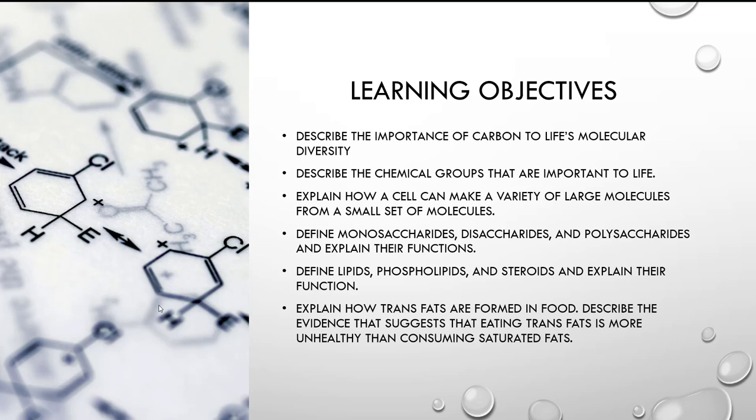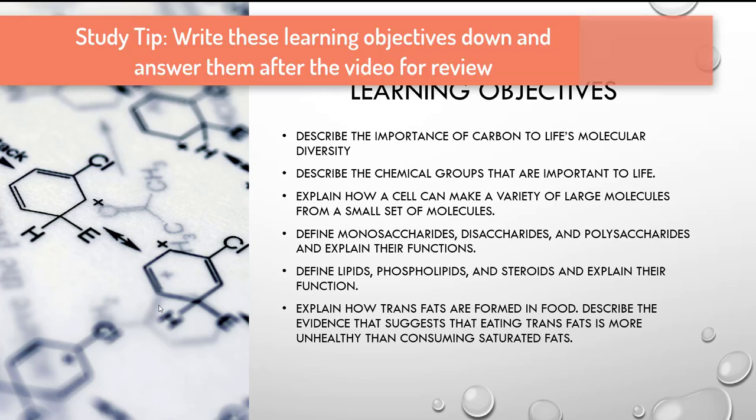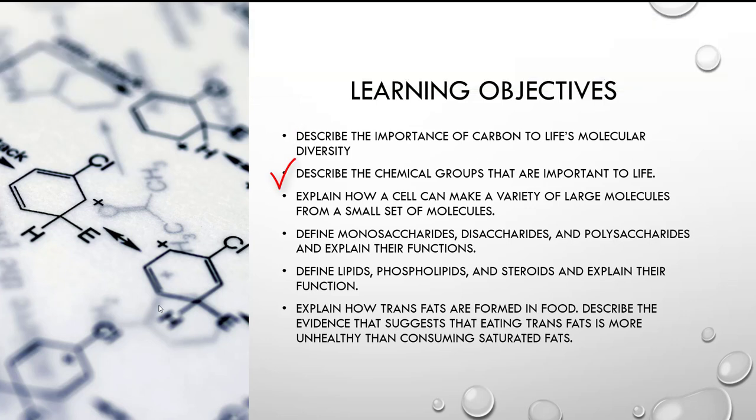By the end of this particular lecture, you should be able to describe the importance of carbon to life's molecular diversity. You should also be able to describe the chemical groups that are important to life. So we'll talk about those functional groups. You should be able to explain how a cell can make a variety of large molecules from a small set of molecules. So we'll go through what type of reaction that involves, as well as define monosaccharides, disaccharides, and polysaccharides, which are carbohydrates, and explain their functions.